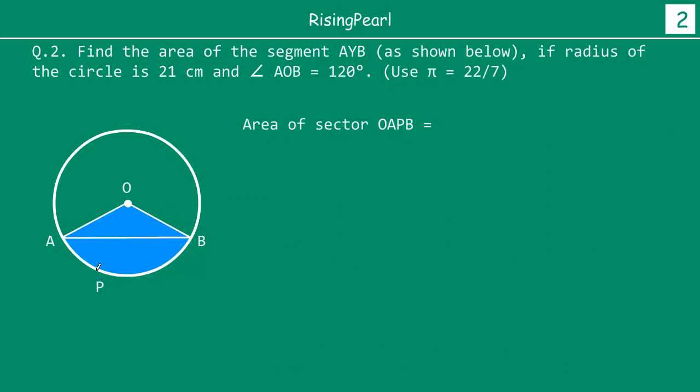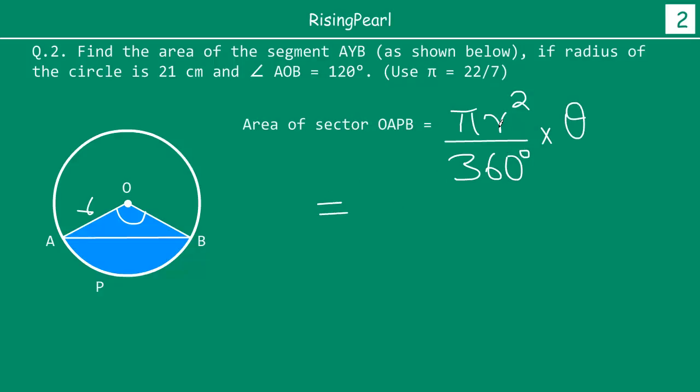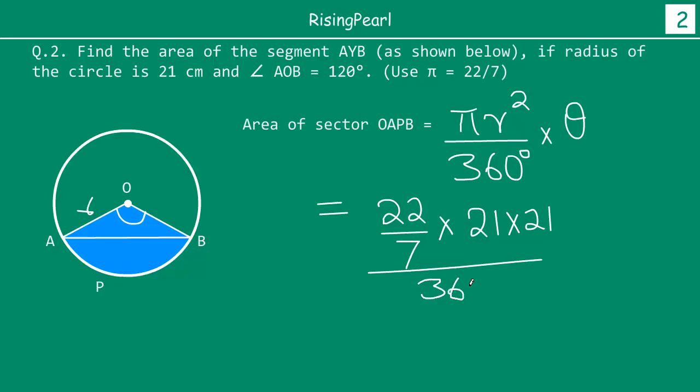So OAPB is this. We know R is given and we know this angle is given. Area of a sector is given by the formula pi r square divided by 360 degrees times theta. For us, pi is 22 by 7, times r which is 21 times 21, divided by 360, times the angle AOB which is given as 120.